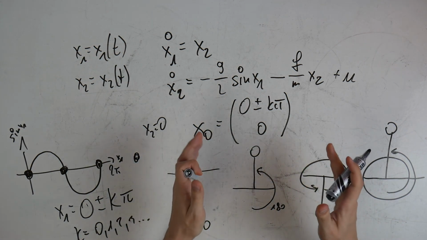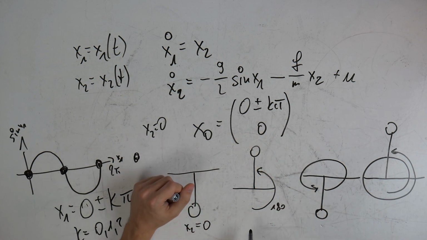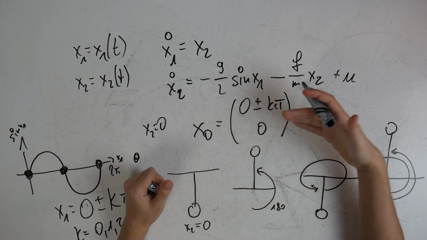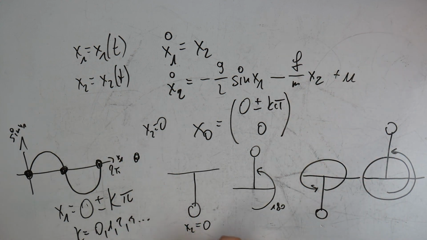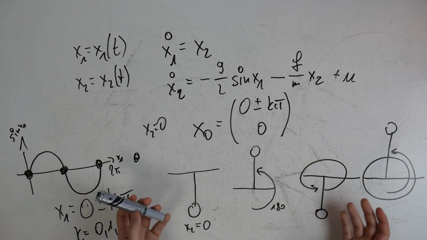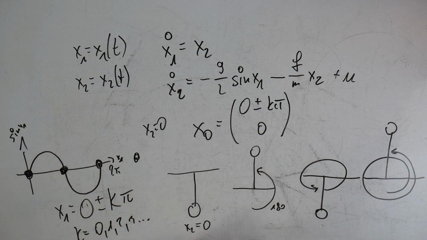Okay, so I've got my equilibrium points. The question is, which of these are actually stable? I can check this using the Lyapunov method, for example. I will introduce it in a bit.